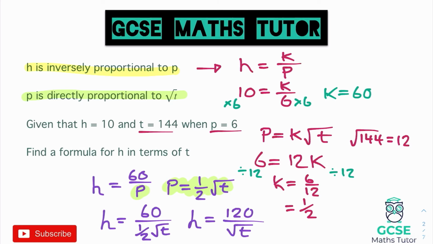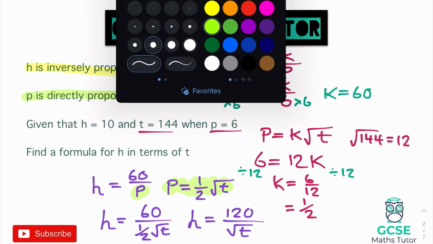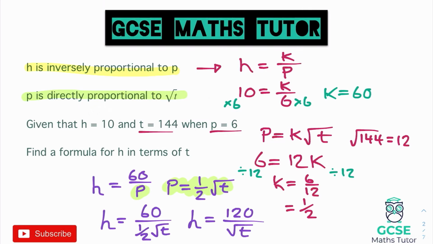And there we go, we're not breaking any rules there. We have not got a fraction inside our fraction. So that's perfect, there's our final answer. And we have a formula for h in terms of t. H is equal to 120 over root t. There we go, there's our next one. Let's have a look at our fourth question.